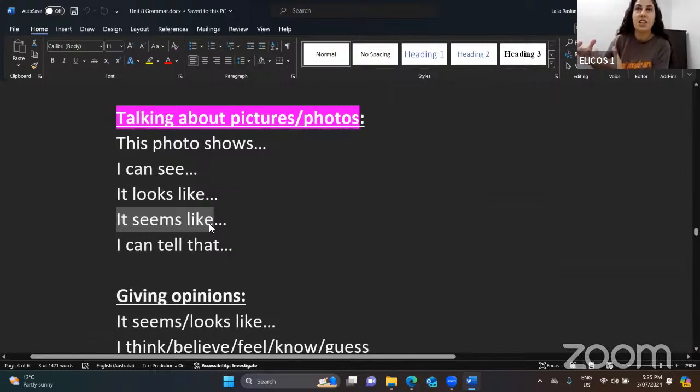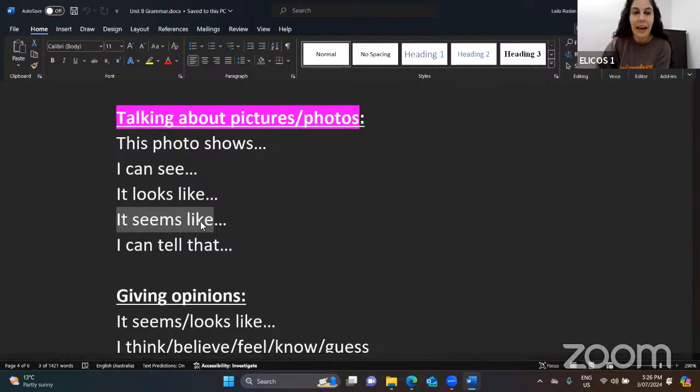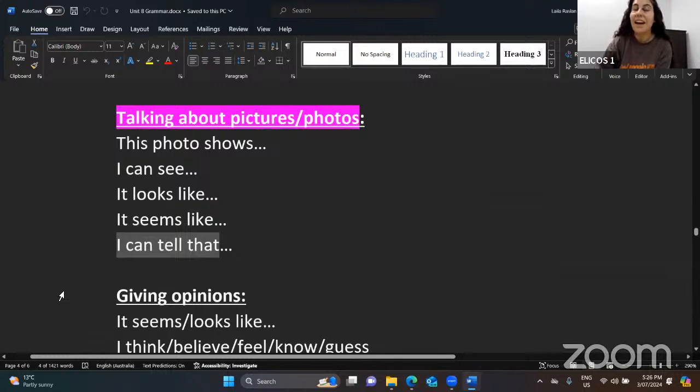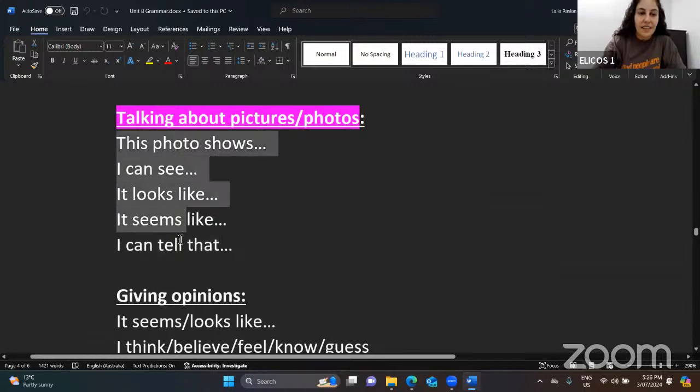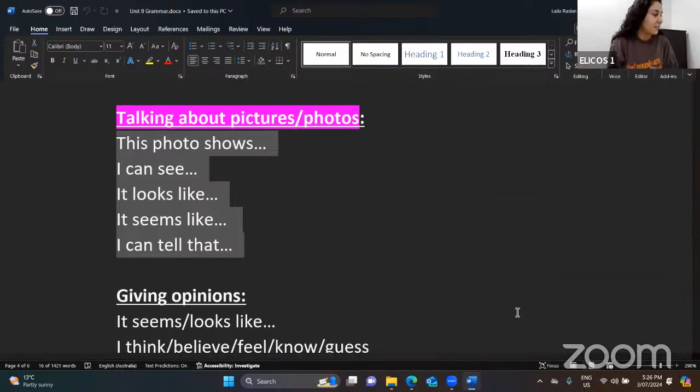So maybe I'm showing a picture of a party. I was at a party. You could say, it seems like everybody's enjoying themselves. Or maybe I'm showing you a picture of something that's really, really happy. You could say, it seems like a really happy moment. You can say, I can tell. I can tell that everybody is really happy in the picture. I can tell, I can see. So these are all expressions that we use when we look at a photo and I'm telling someone else what is in the photo.